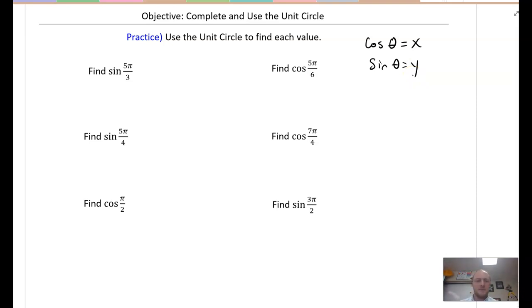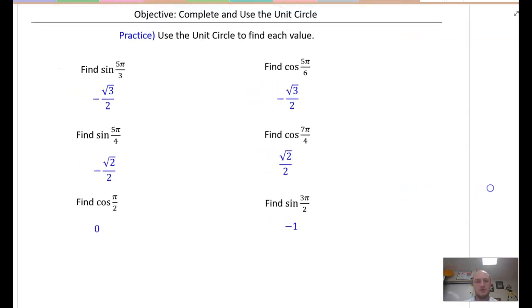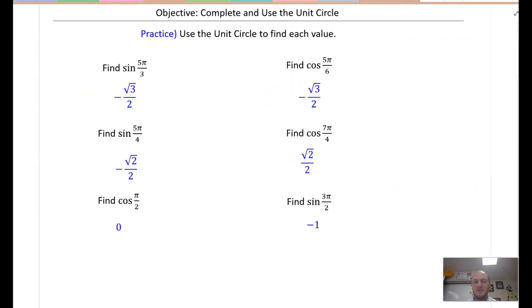Okay, so hopefully you paused the video and you tried these. Here are the solutions. Did you get them? Remember, you have to remember your sign values. X's are positive in quadrants 1 and 4, so negative in 2 and 3. Your y value is positive in your upper quadrants, 1 and 2, and then negative down below, in quadrants 3 and 4.